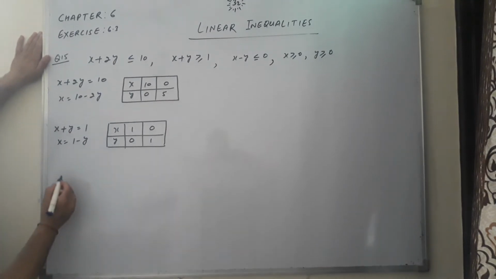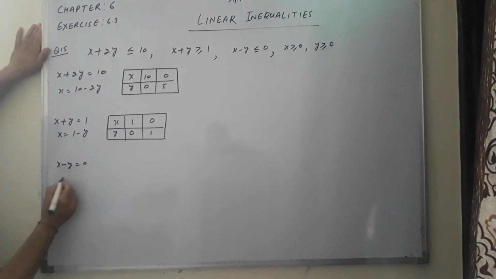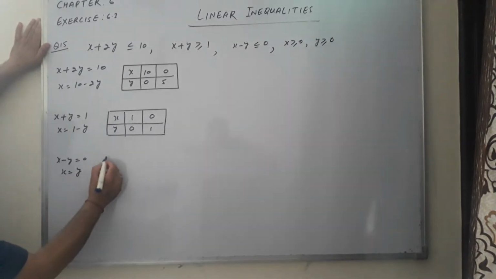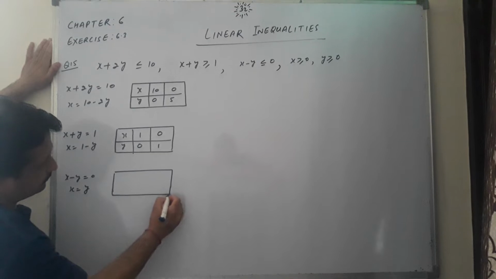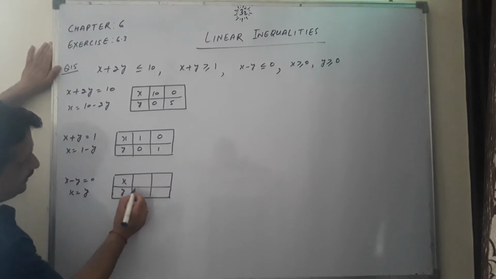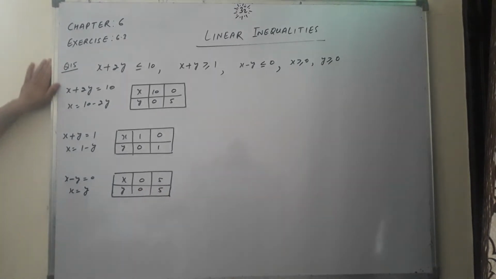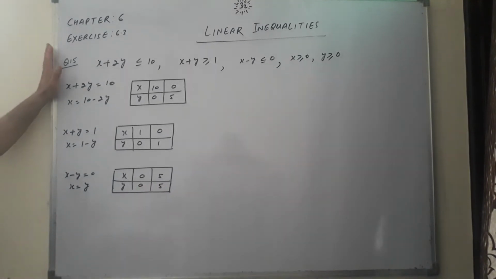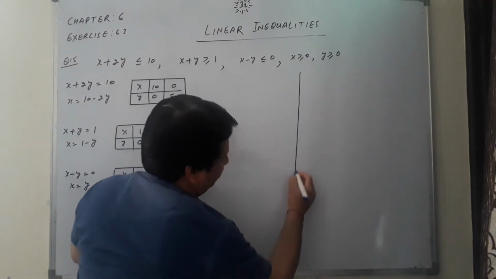And coming to the third inequality, we will write it in the form of an equation, that is x is equal to y. Now here students, this is x, y, 0, 0. If I take 5, 5, if x is 5, then y will automatically be 5. Now let us plot these points on the graph.